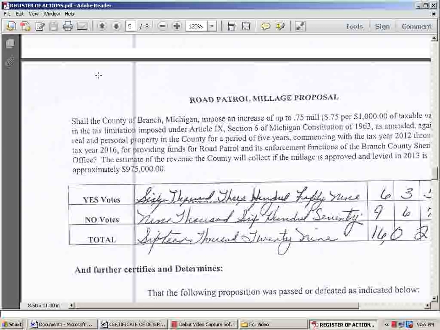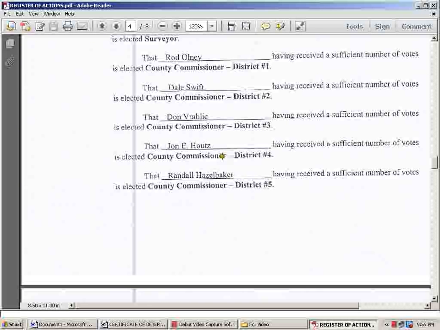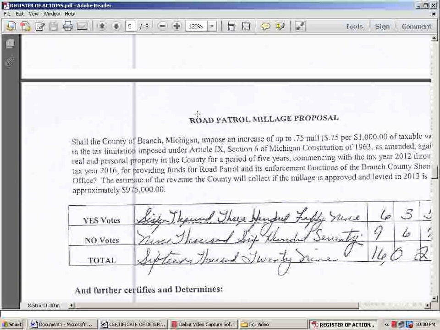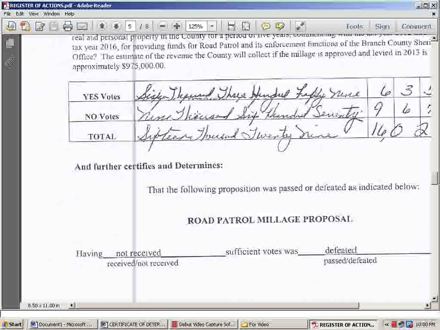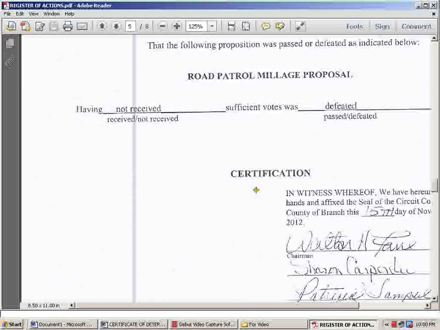Then it goes on to this road patrol millage. Talked about this. See, they got this thing filled out with nice numbers, how many votes there were. Right? Are they supposed to have the number of votes that each guy got? Because they know what they are. They counted them. Why did they put the number of votes? We'll have to go and see if that's one of the criteria. But this was defeated. And so they put a certification on here, right?